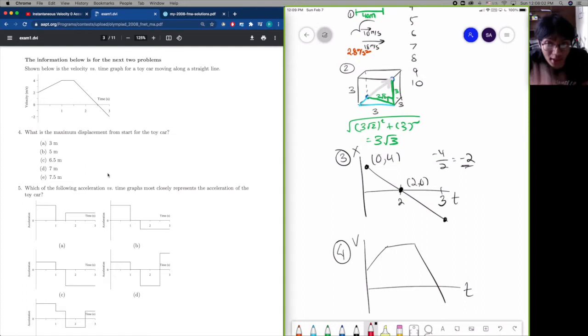But no, when the velocity is negative, you start going backwards, and that only happens in this latter portion. So your maximum displacement should be right before your car starts going backwards. So you just gotta find the area under this curve. Okay, under this curve. Let's see if I can still do that for you.